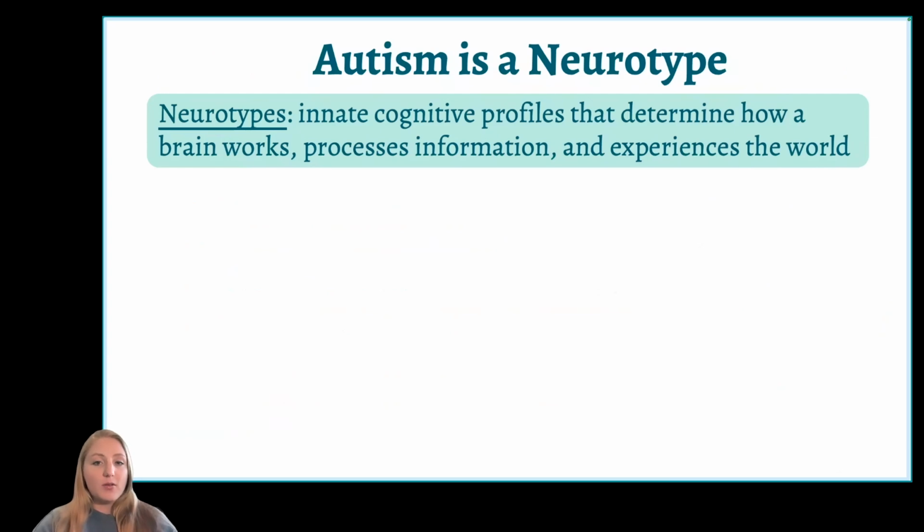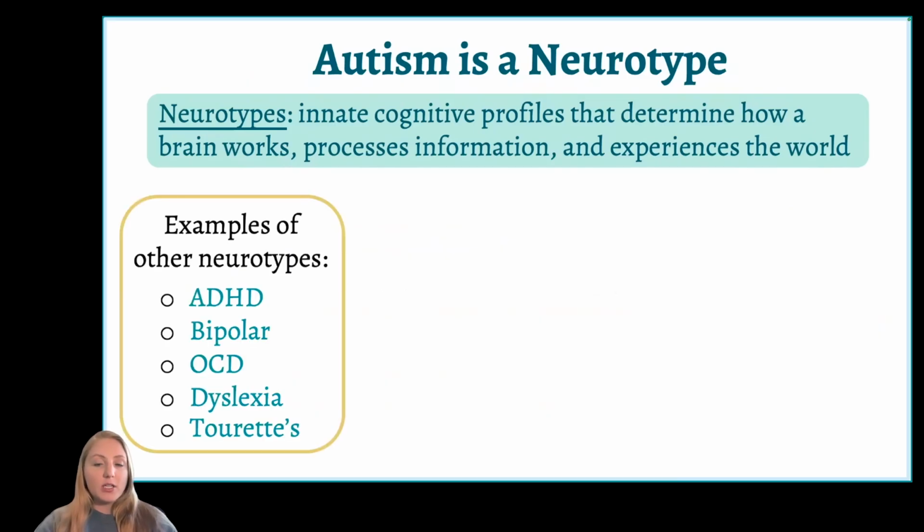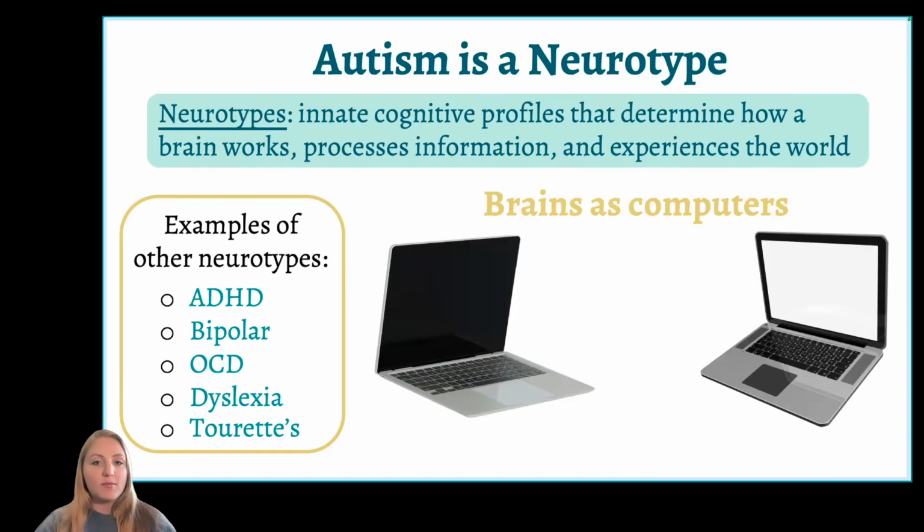Autism is also what's known as a neurotype, which is an innate cognitive profile that determines how a brain fundamentally works and experiences the world. Some other examples of neurotypes include things like ADHD, bipolar disorder, obsessive compulsive disorder, dyslexia, or Tourette's syndrome.